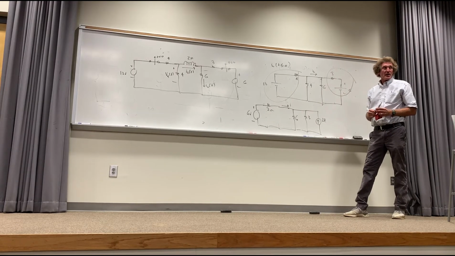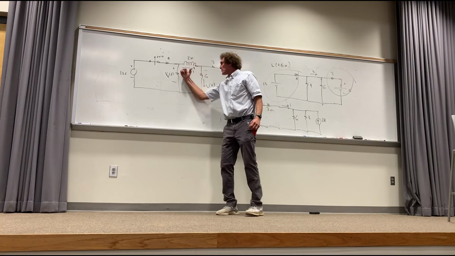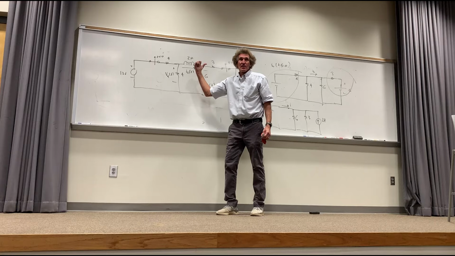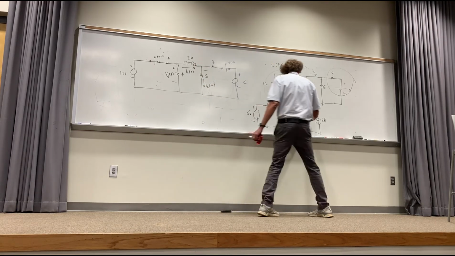Yes, sir? Why not source transform with every resistor it's in parallel with? Why just do the first? Well, remember, we're trying to find the current here, right? If we transform these two, we can't distinguish the current. Can you do the 3 though? That last 3? Well, we're going to do these two, right?